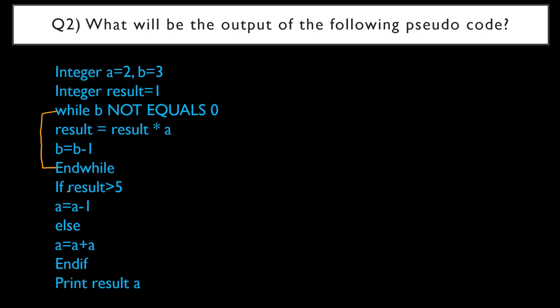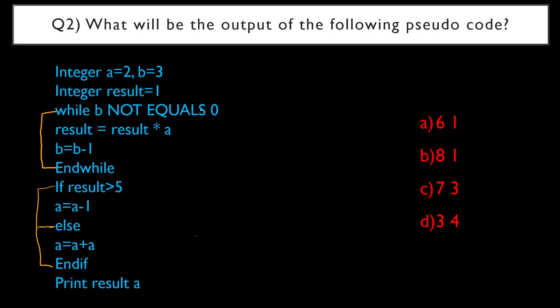If result is greater than 5, A equal to 1, else A equal to 5. So this if condition ends here, and there is an else case here. You need to note that. So this is the else. Next we have print result and A. So these two are printed. What will be printed on the screen? Option A 6 1, option B 8 1, option C 7 3, option D 3 4.